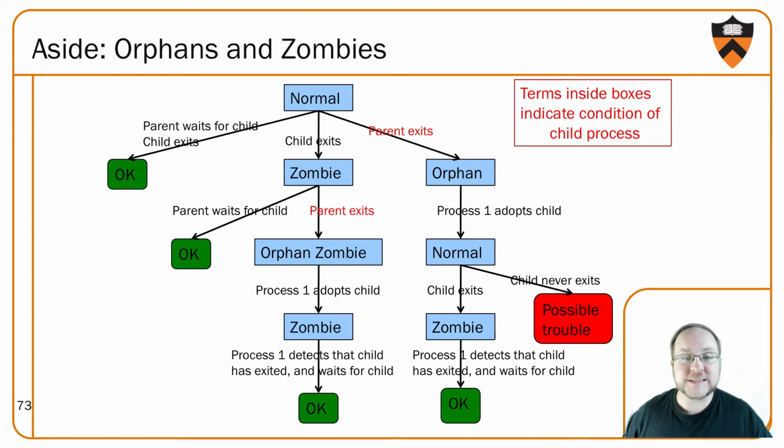The other case is if the child terminates first. It now becomes a zombie, but its parent is still alive, so there's some hope that the parent might wait for it at some point. If the parent does the right thing, everything's good, the zombie is reaped. If it doesn't, then when the parent exits, we return to the previous case.